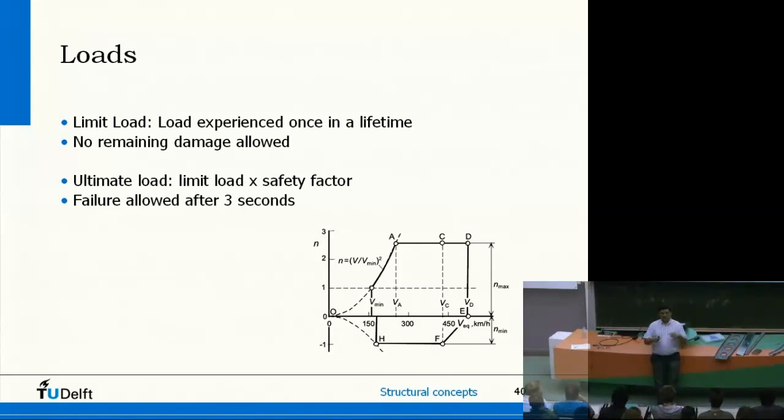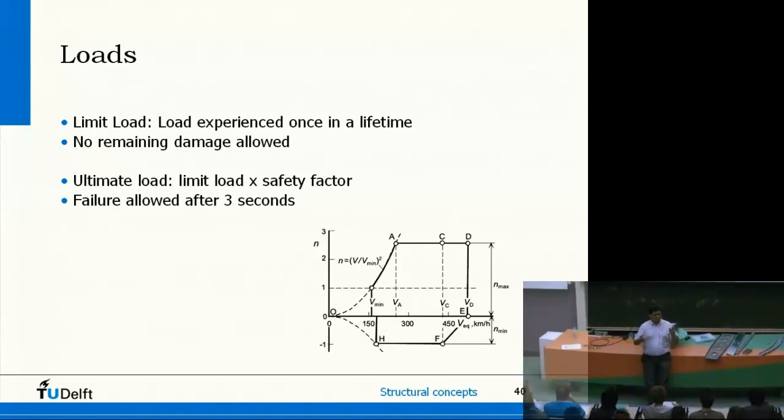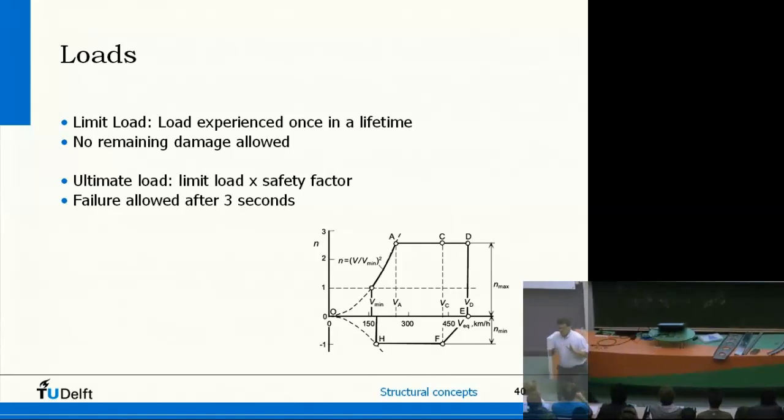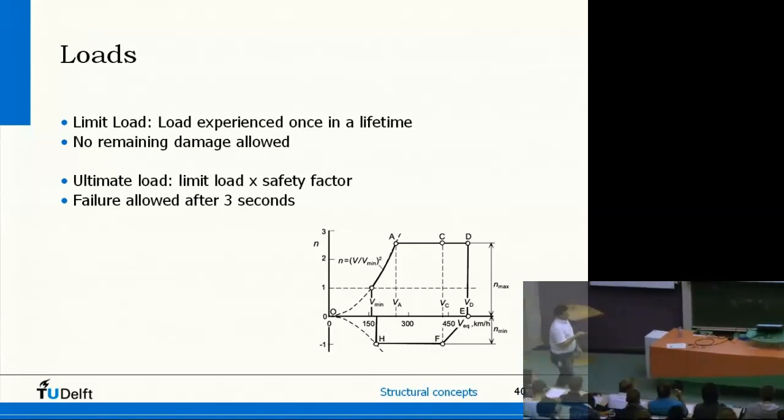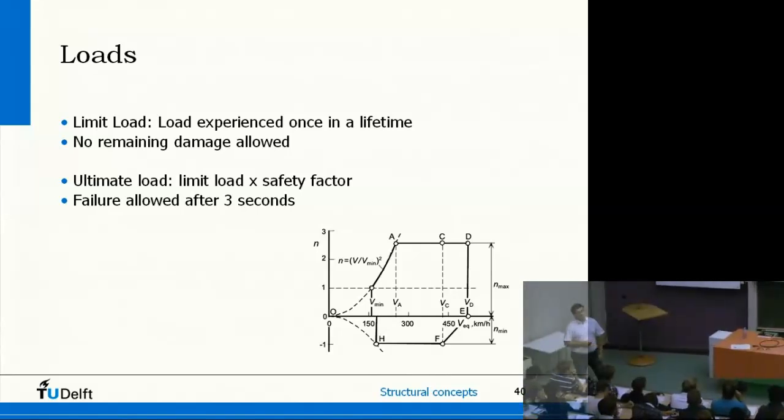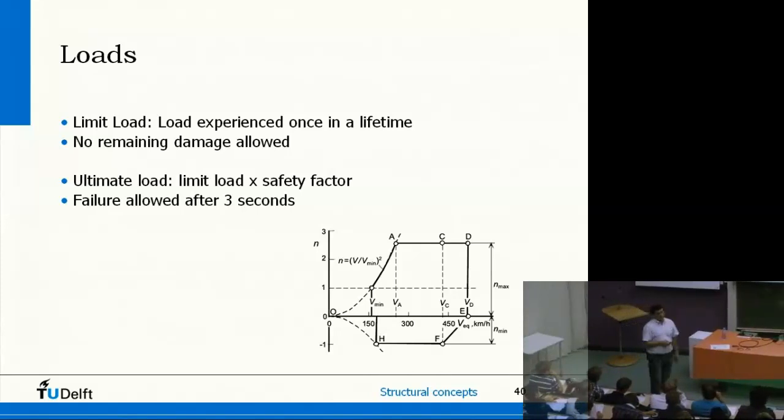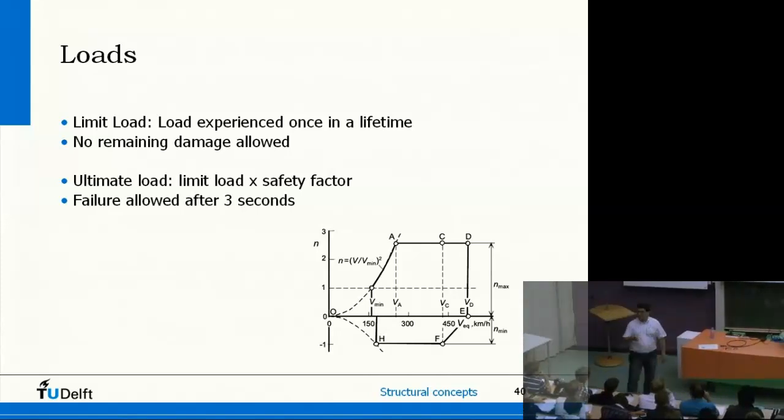Ultimate load should not happen at all, but starting with a limit load, we apply a safety factor, let's say 1.5 or 2. That means a load twice as large as my limit load, which an aircraft has to sustain for at least 3 seconds, and after that it may fail. Those are two design things we work with when we design and build structures. Sometimes this one is decisive, and sometimes the other one is decisive. It depends a little bit on what kind of material you are using.